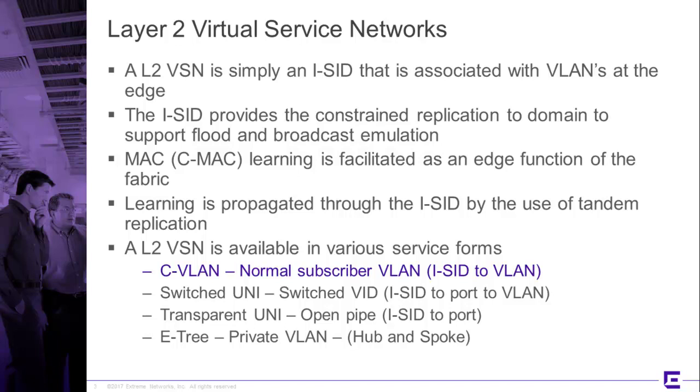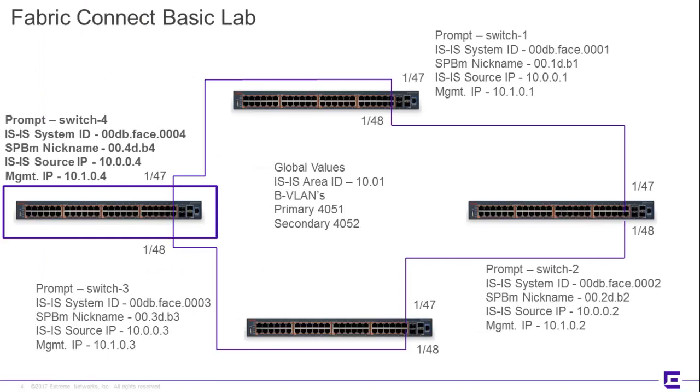Transparent UNI is basically an open pipe. It's basically taking an ISID and associating it to a physical port. So there is no VID involved at all, and it's basically whatever goes in goes out. eTree service is an interesting service that creates a private VLAN, hub and spoke type behavior, and it actually corresponds to two separate ISIDs that make up the service. These videos obviously will take time in themselves, so we're not going to focus on those. We're really going to focus on the CVLAN, the normal subscriber VLAN interface today.